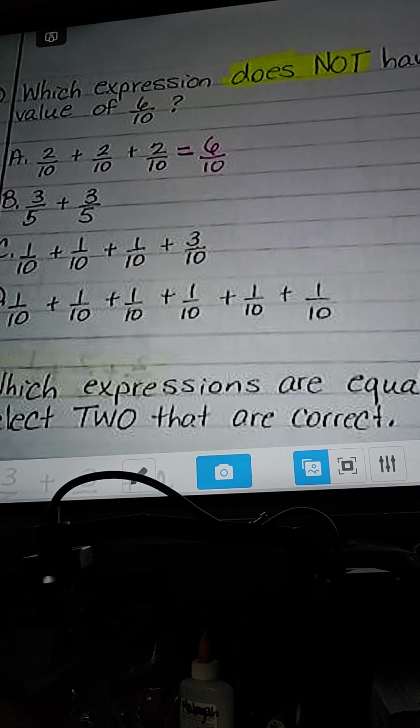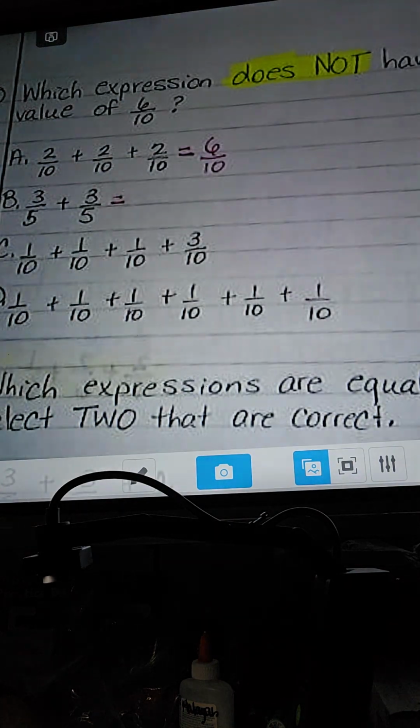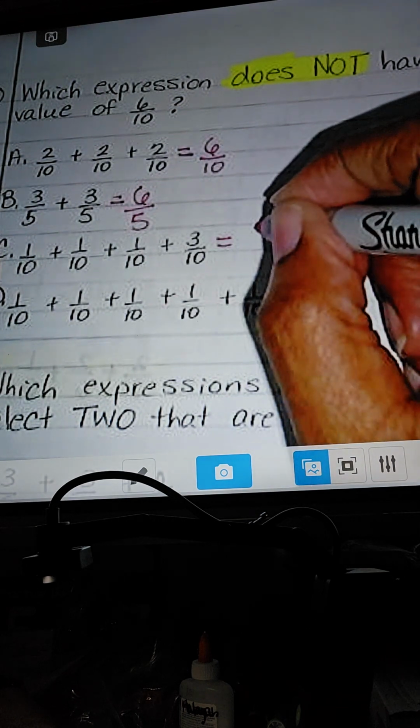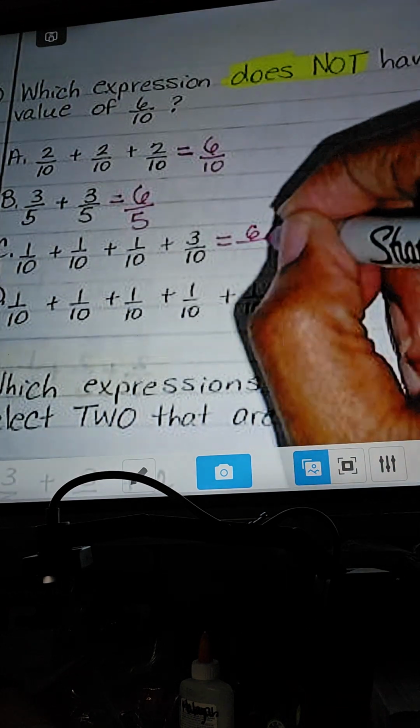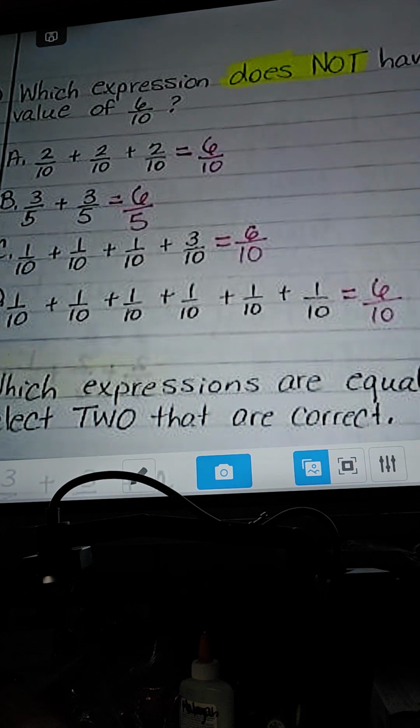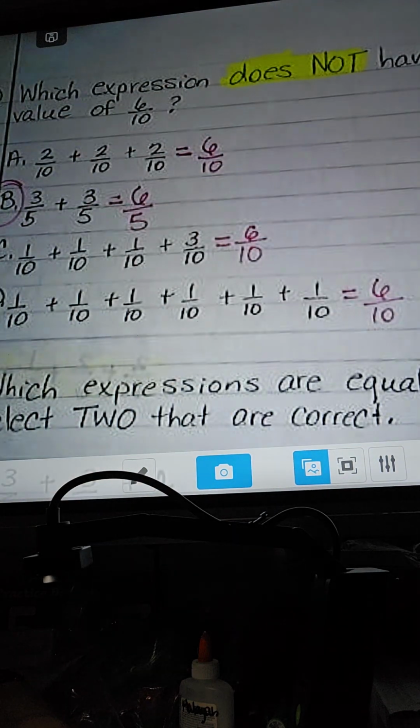Can I say the answer? We haven't finished. All right, number B. What's the answer? 6/5. C. What's the answer? 6/5. And D. 6 tenths. So what's our answer? B. B. Very good.